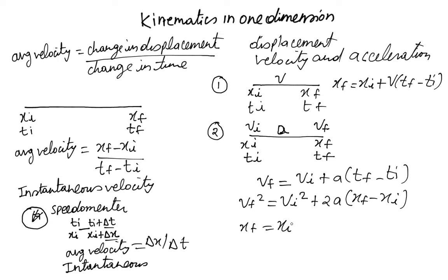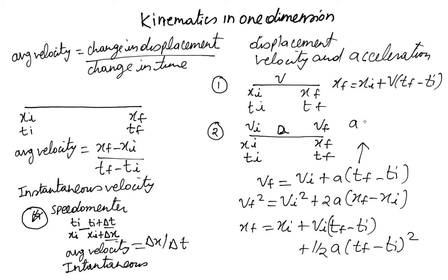And there's one more equation, which is xf equals xi plus vi times tf minus ti plus half a times tf minus ti squared, right? Let's see some of them. Well, you should have identified this one clearly. This equation is nothing but a rearranged form of this particular equation. The second one is nothing but the definition of acceleration. We know that acceleration is change in velocity divided by change in time.